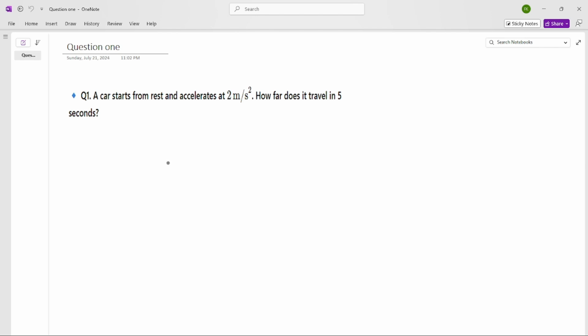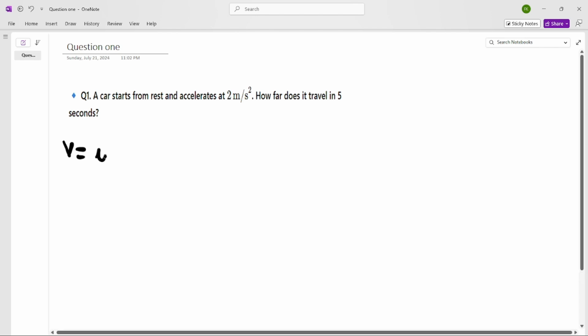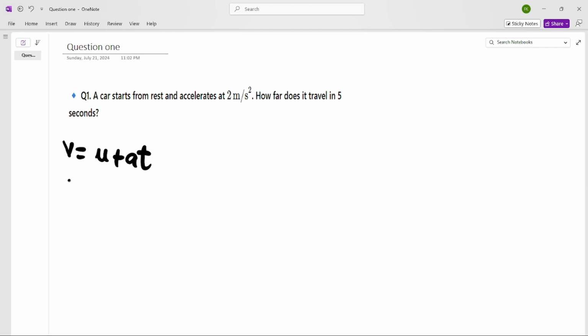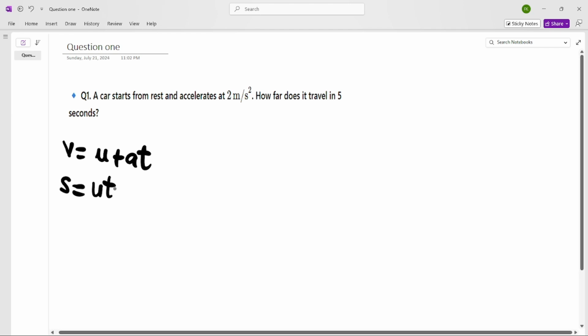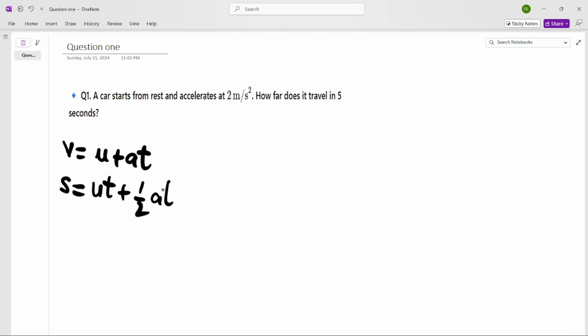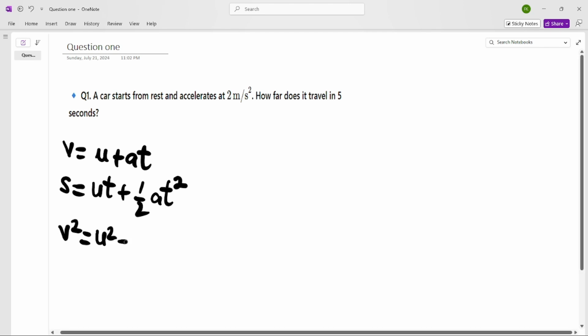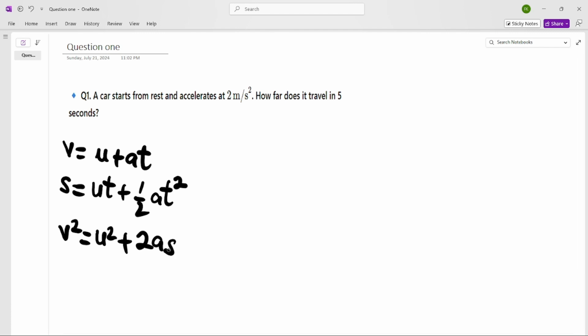So let's start with these basic ones. First, remember the equations of motion, right? Can you remind me? The first one is what? Okay, so the first one is V is equal to U plus AT. Then the second one is S is equal to UT plus half AT squared. And the third one is V squared is equal to U squared plus 2AS. Okay, good. So you have the basic equations I have in mind.